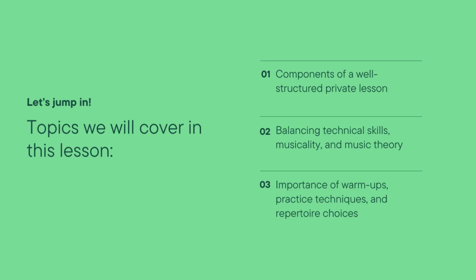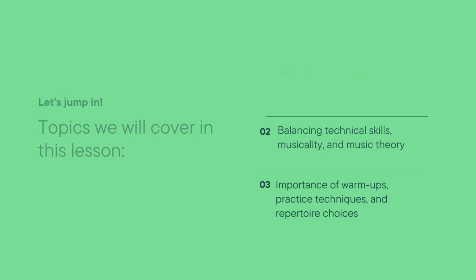Let's jump right in. The topics we'll cover in this lesson go over the basic structure of your private lesson, so how it's going to actually look when you're in the room teaching. The first subject we'll talk about are the components of a well-structured lesson. Then we'll discuss balancing technical skills, musicality, and music theory within your lessons, and briefly talk on the importance of warm ups, practice techniques, and repertoire choices.